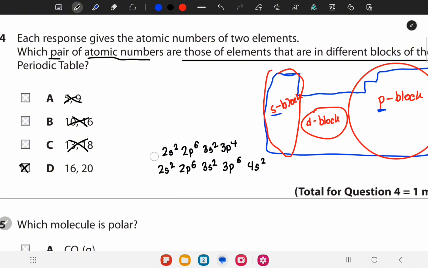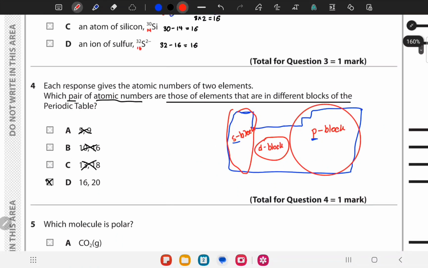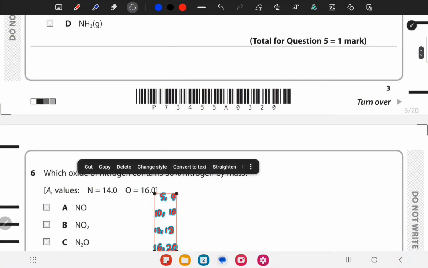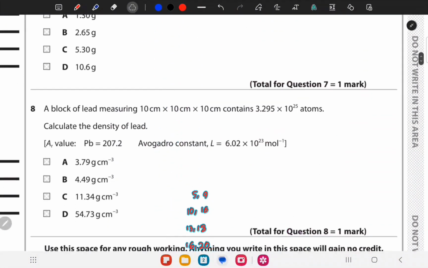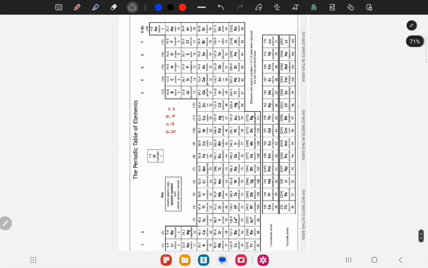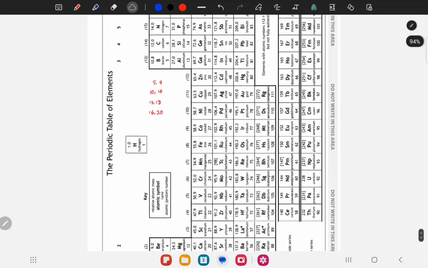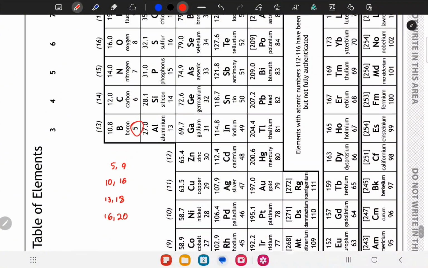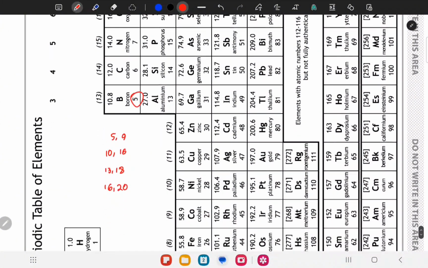We don't need to calculate the electronic configuration over here. We can just look at these values over here. So let me write the values down: 5, 9, 10, 16, 13, 18, 16, 20. Now compare this with the periodic table you'll have at the bottom, the last page. So if we come over here, we see that 5 and 9 are both p block elements.